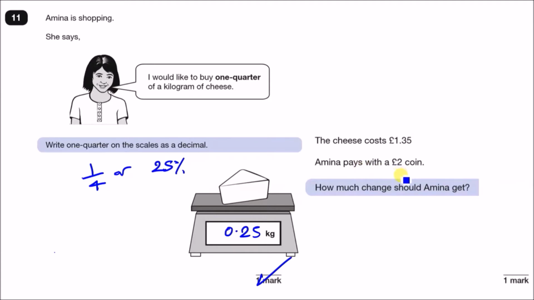Now the cheese that she's interested in costs £1.35. Amina pays with a £2 coin. How much change should Amina get? So this is just a straight up subtraction. It's going to be £2, which is 2.00, minus 1.35. If you can do this mentally, that's good.